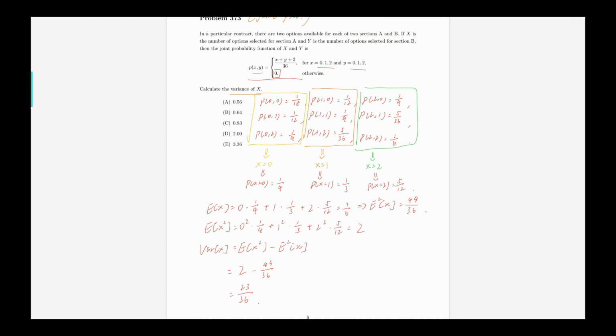Okay, so maybe use a calculator to do that. This will be 0.6389. So the answer should be B.